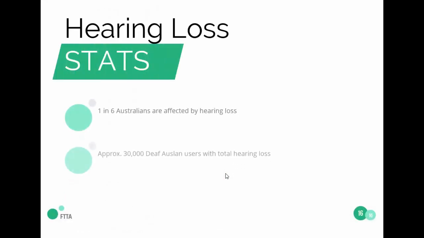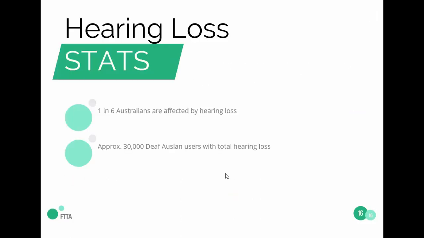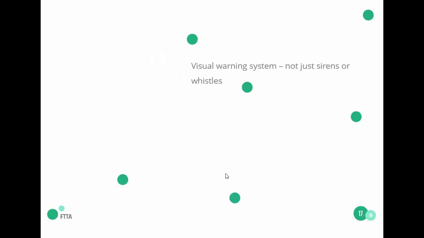Some statistics: 1 in 6 Australians, about 30,000 Auslan speakers with total hearing loss. So that's 100% hearing loss, I would assume, in both ears.